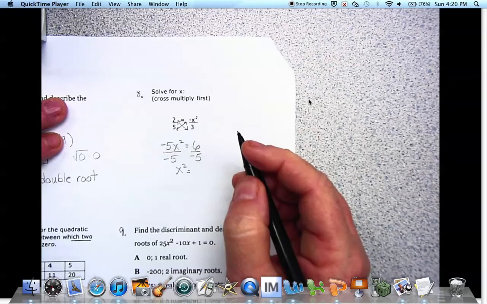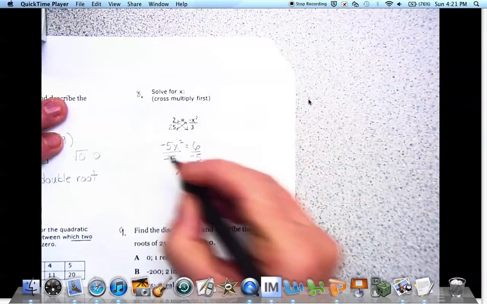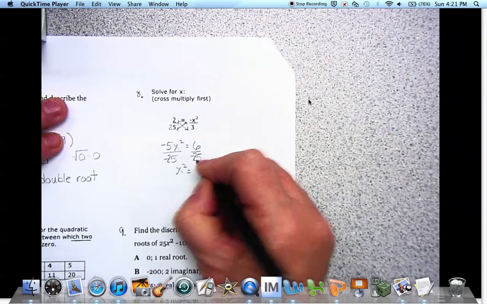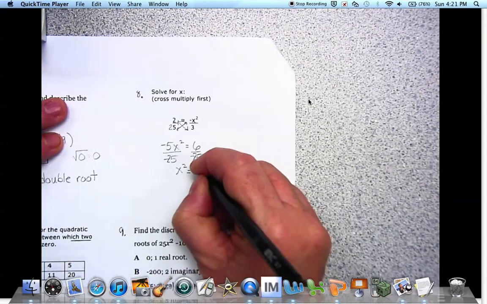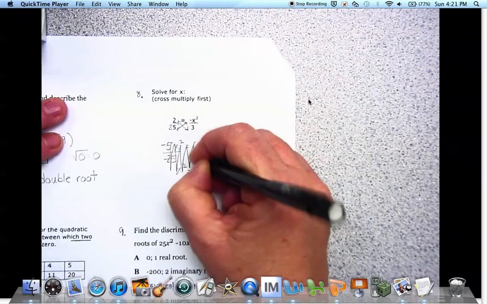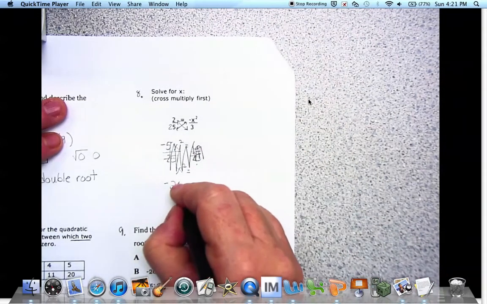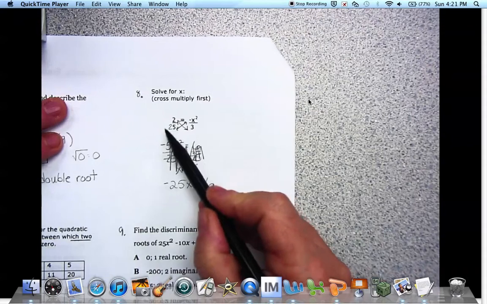Oops, I didn't do the right thing. We're going to make this 25. That was supposed to be 25, so this would be a negative 25. Let me start over. So we'll have 25 times negative x squared. That would be negative 25x squared equals 2 times 3, which is 6. Sorry about that. That's supposed to be a 25.